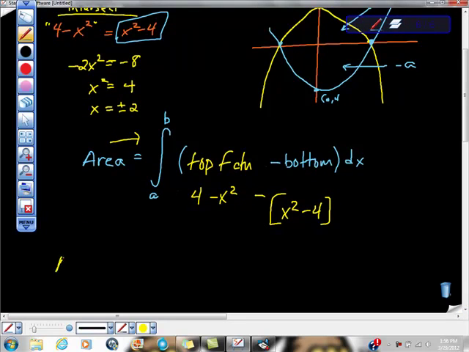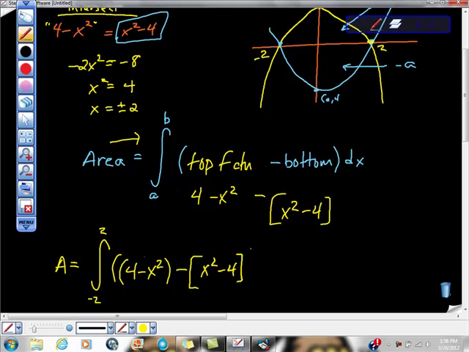So I'm going to say my area is equal to the definite integral from a to b, but we know that it's negative 2 to 2, right? So from negative 2 to 2 of the top function, which we said was opposite x squared. We actually wrote it this way, 4 minus x squared. I'm going to put it like this. Minus, and I always put these square brackets to remind myself that I have to distribute that negative sign, x squared minus 4, dx, right?